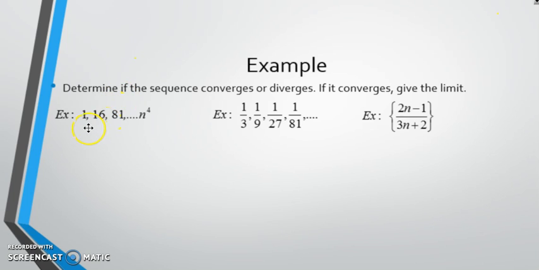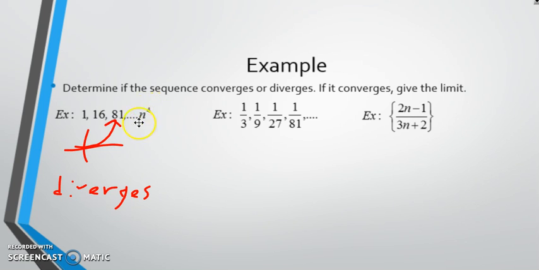Well, for the first example, they gave us a couple of the numbers in the sequence, and then they defined our pattern as n to the 4th power. In this case, you can see that the numbers don't appear to be approaching a specific number. They just keep getting bigger and bigger forever. It's like we have a graph where the value is just taking off on the right-hand side. It's never going to approach anything in particular. So in this case, we would just say that the sequence diverges.